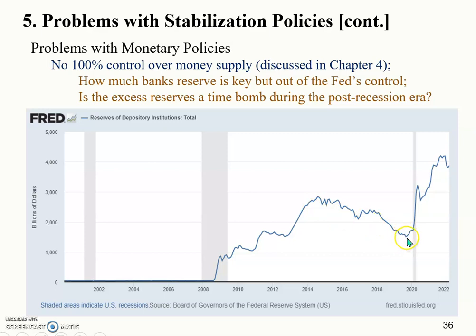Now, as you can see, right before the pandemic, the banks in the U.S. did lend out a substantial portion of it, so the bank reserves fell to approximately 1.6 trillion dollars. And then here comes the pandemic. So the Fed did it again. They created a lot of money, so the bank reserves shot up from approximately 1.6 trillion all the way to more than $4 trillion. Again, what are they going to do with this? That could become a concern.